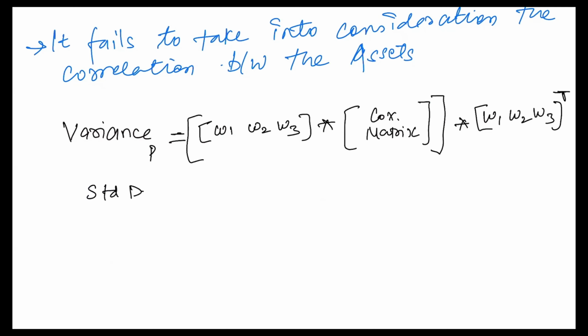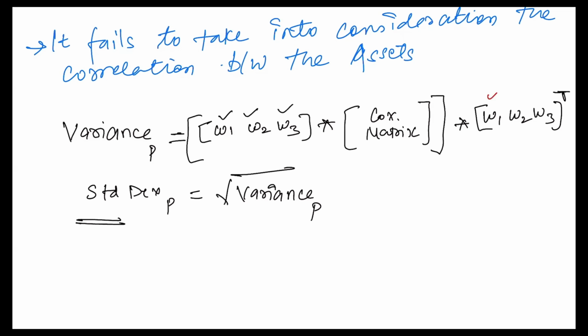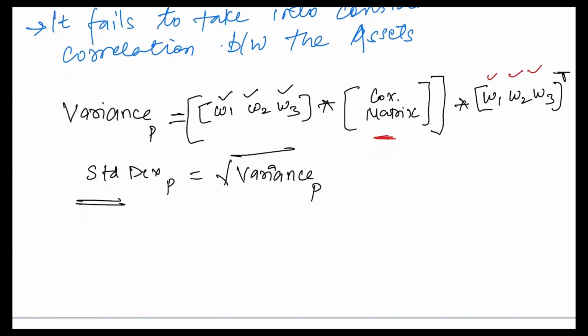So the standard deviation of our portfolio, as you might have seen in your statistics classes, is the square root of your variance, right? So this will give you the standard deviation of your portfolio. But see, we know this, right? Similarly, we know this. But what about this, right? You might be thinking. So let's understand what a covariance matrix is.